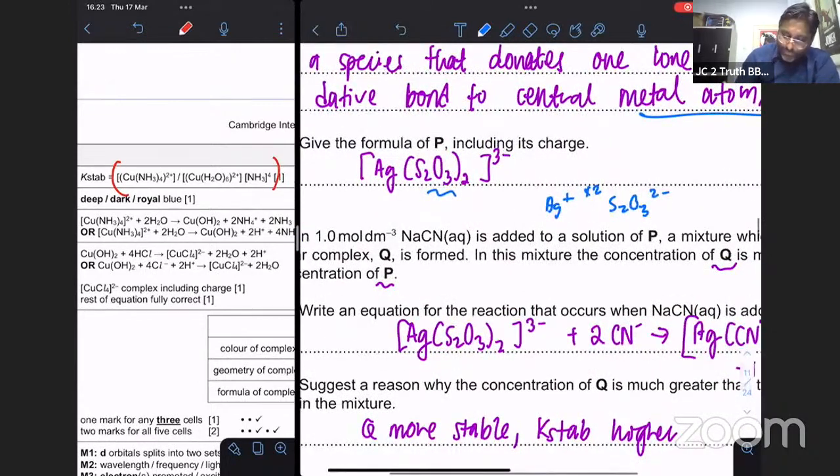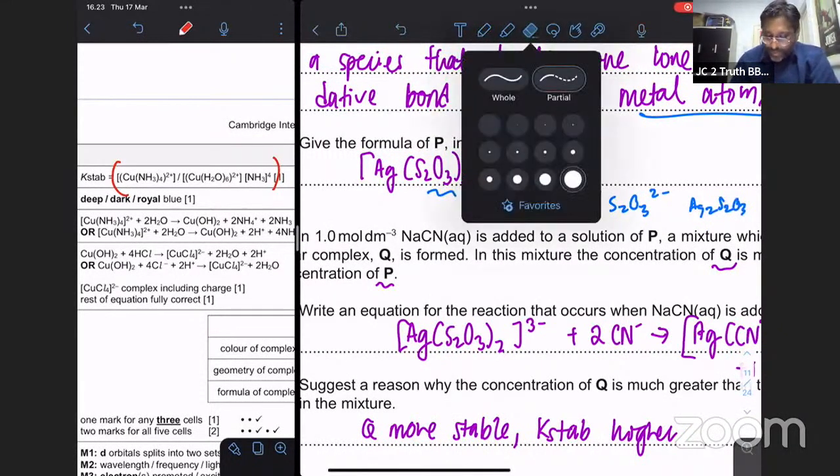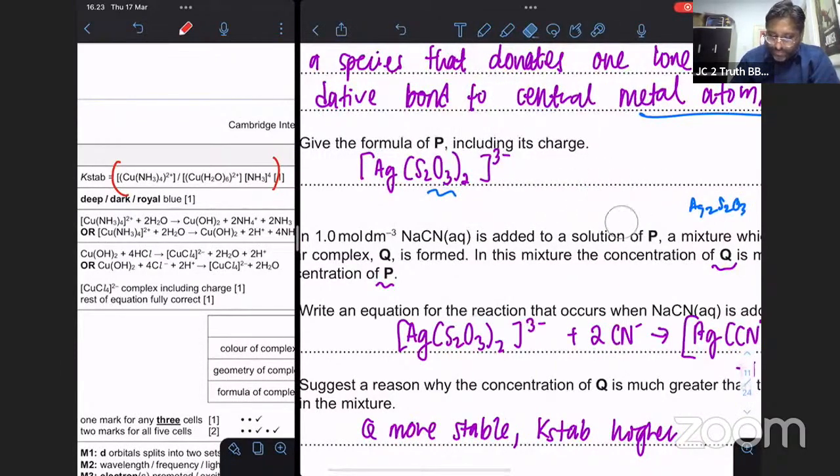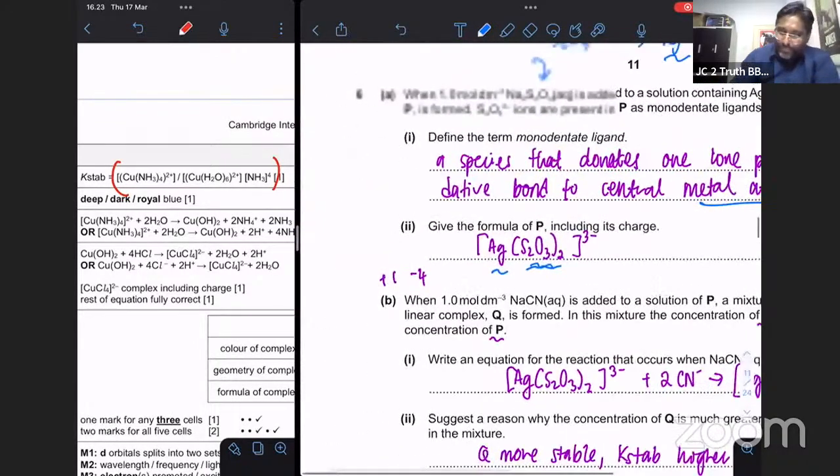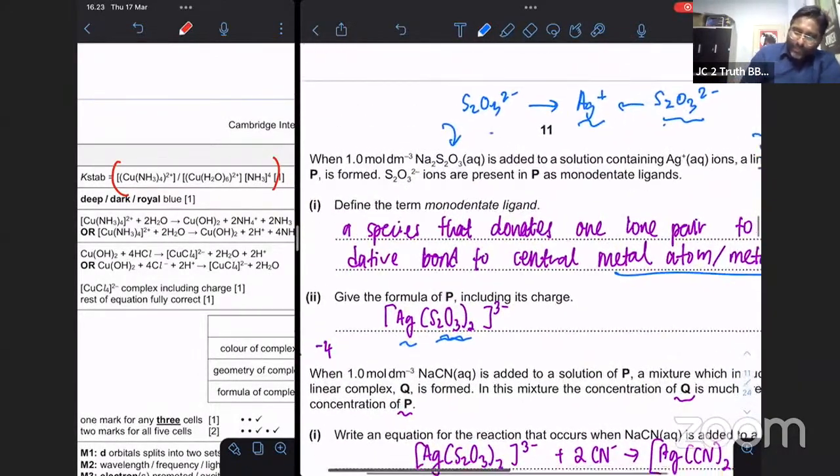Don't go and put Ag plus, S2O3 2 minus, or this one must times 2, then you have Ag2S2O3. No, we are not talking about that. For ligand formation, it doesn't work that way. So please take note of that. It doesn't work that way. So this one is going to be Ag, S2O3, because we follow the geometry.